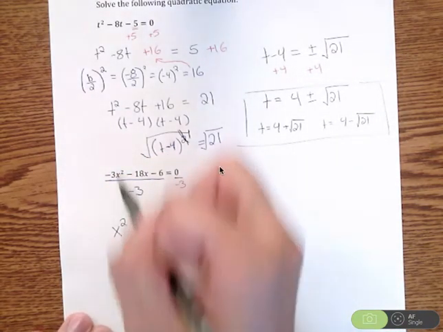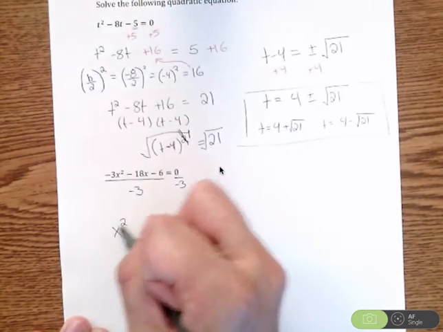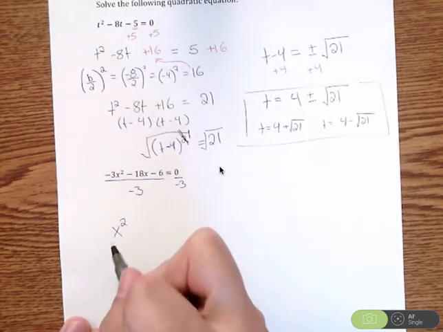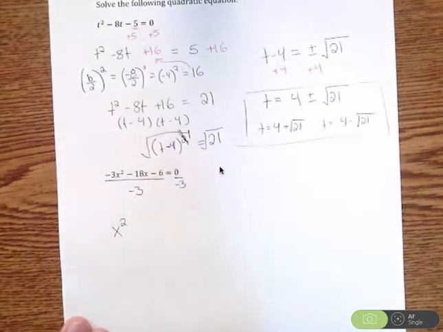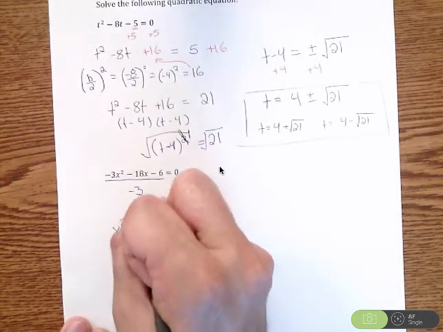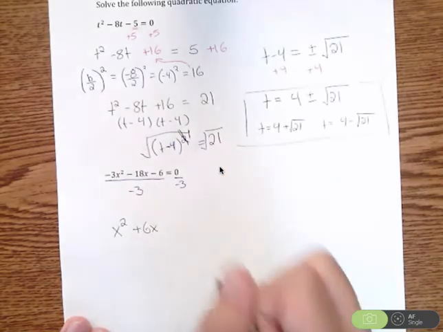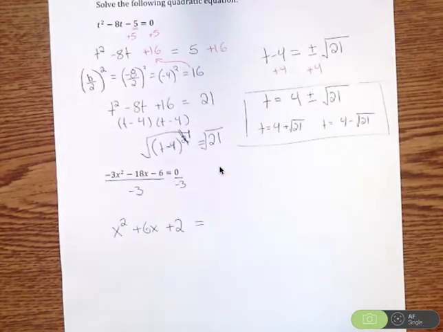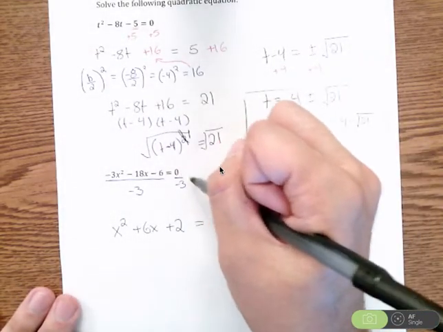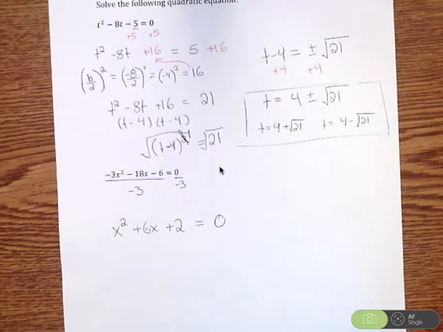That is what we wanted because, how I had t squared originally up here, I now have just x squared right there. That's what we want so we can complete the square. I'm going to do negative 18x divided by negative 3 and I get positive 6x. Negative 6 divided by negative 3, I get positive 2. And on the right side, I have 0 divided by negative 3, which is 0.